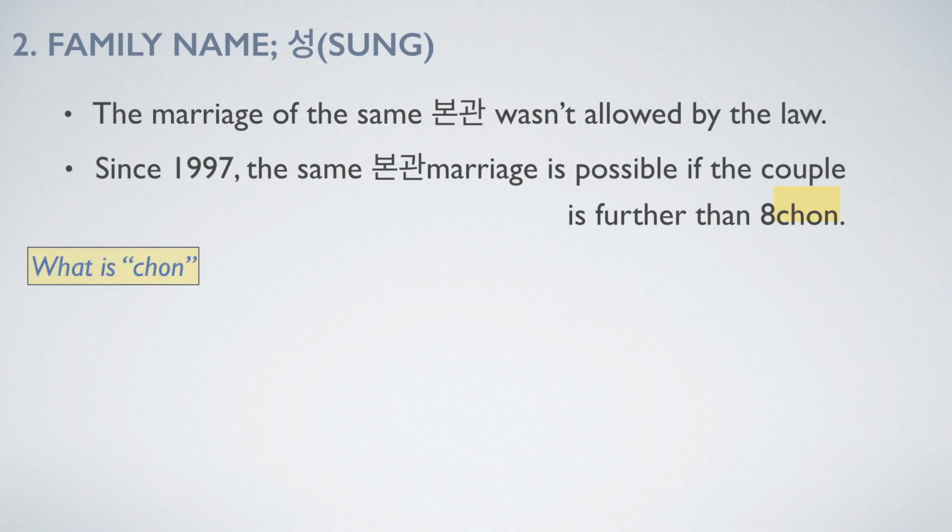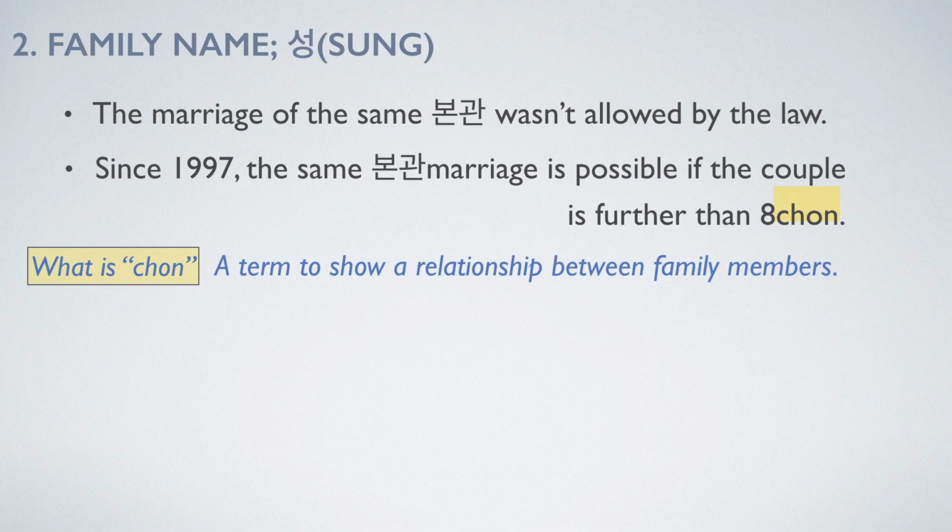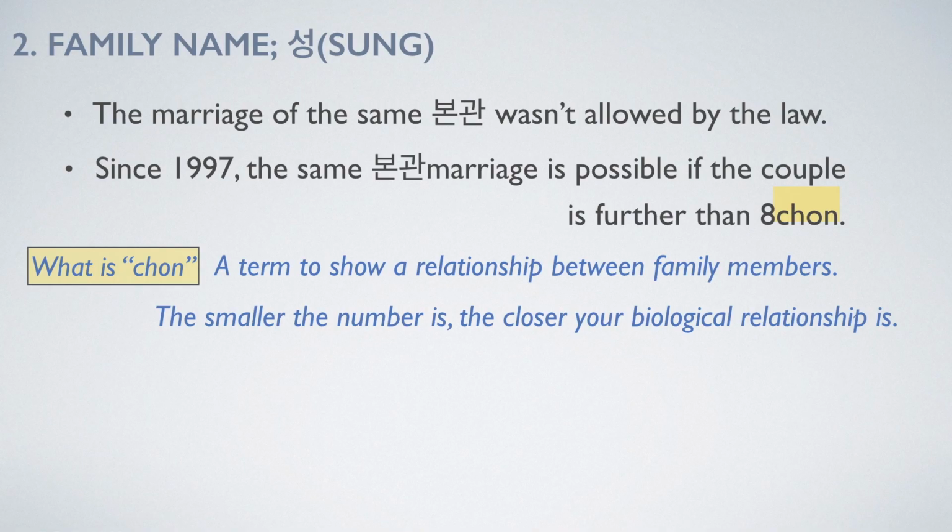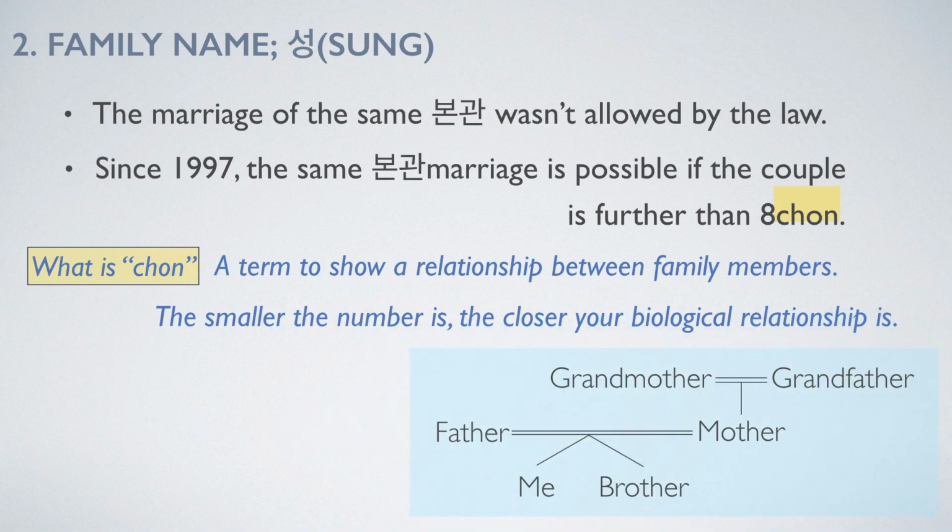촌 is a term to show a relationship between family members. The smaller the number is, the closer your biological relationship is. So here is a simple family tree. Each single line counts as 1촌. There's 1 line above mother to grandmother and grandfather. So parents and a child are 1촌.